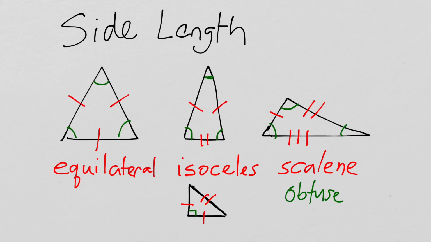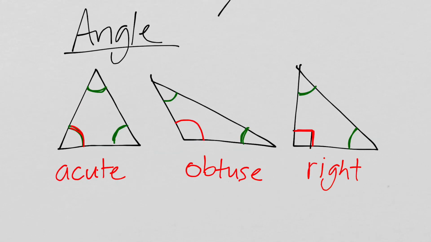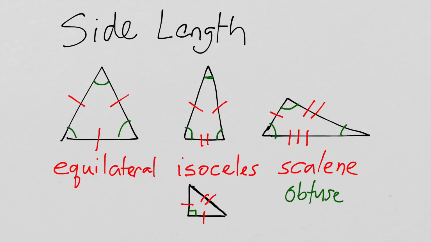So again, triangles have two different names. One based on the type of angles that they have, and two based on the side lengths that they have. And when you classify triangles, you should name both of them.